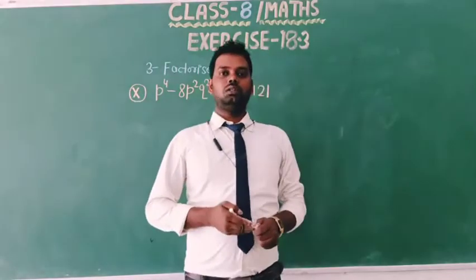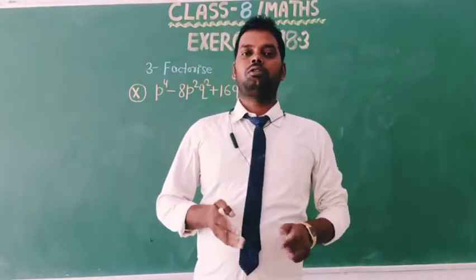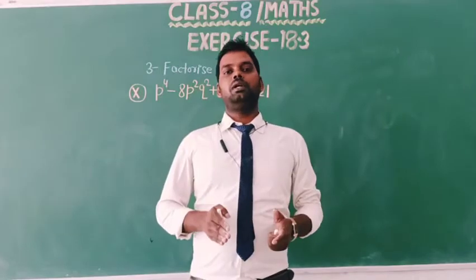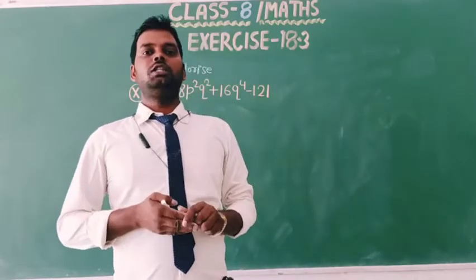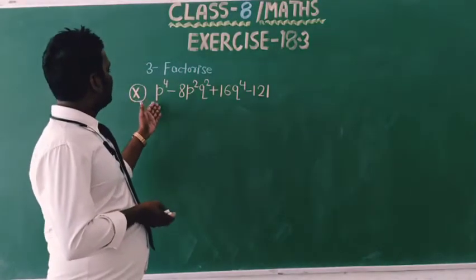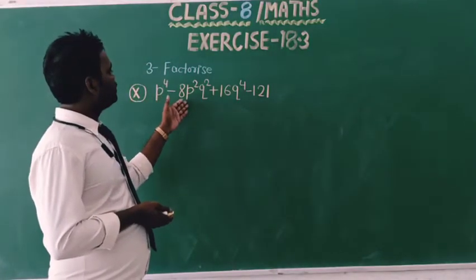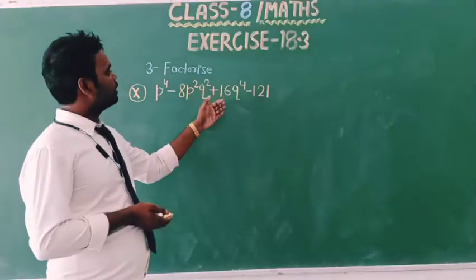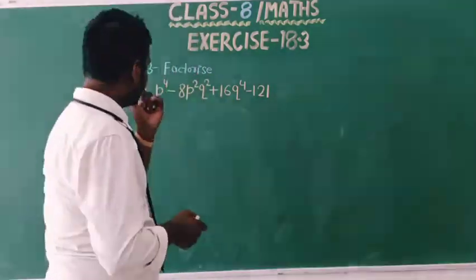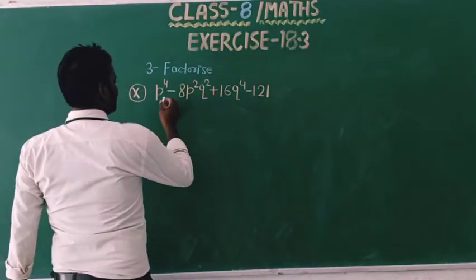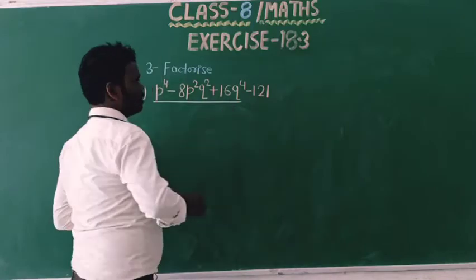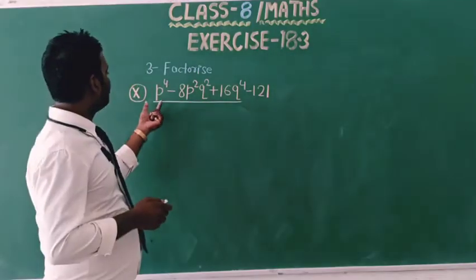Hello student, in this video I will solve exercise 18.3, part 10 of question number 3. Factorize p to the power 4 minus 8p square q square plus 16 q to the power 4 minus 121. So dear children, first I will group the starting three terms.